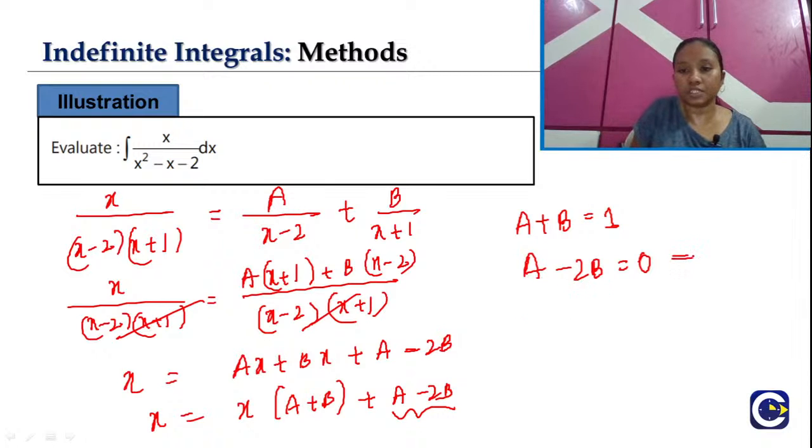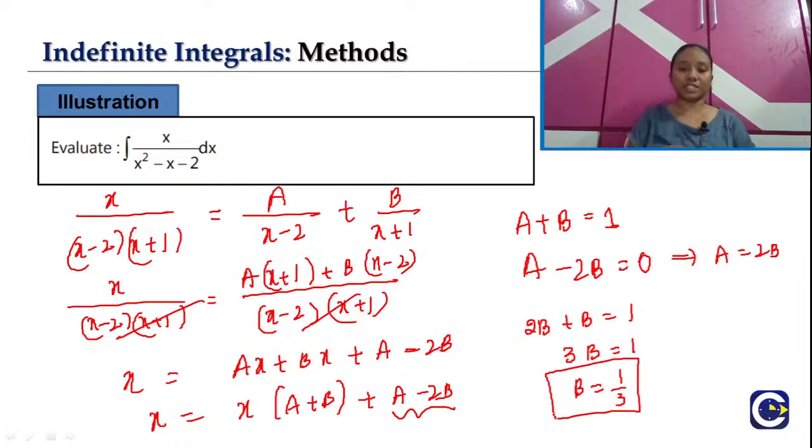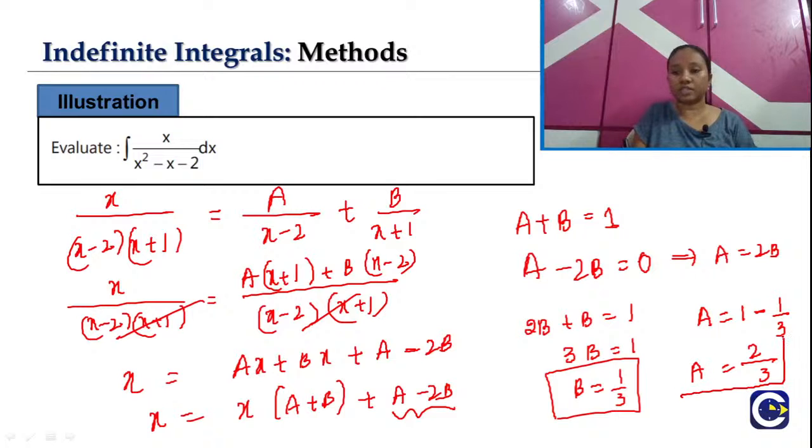So here from this equation, a will be equal to 2b. So let's substitute that. So 2b plus b equal to 1. That is 3b is equal to 1, where b will be equal to 1 by 3. So if b is 1 by 3, what about a? So a equal to 1 minus b, that is 1 minus 1 by 3. So LCM 3, so 3 minus 1, it will be 2. So the a value will be here equal to 2 by 3.